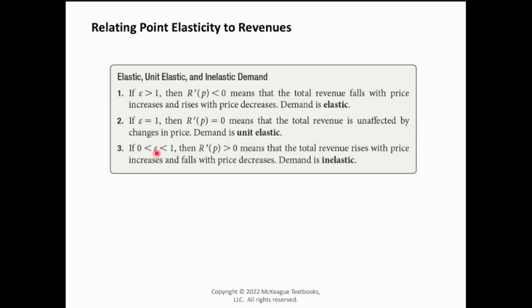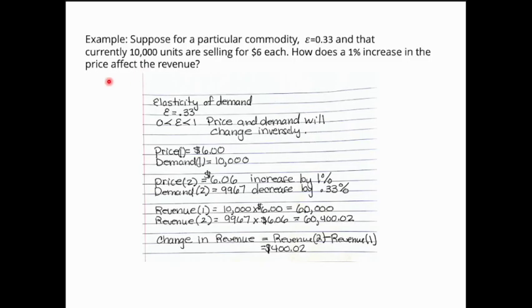And lastly, if the elasticity falls between 0 and 1 and the marginal revenue is greater than 0, then this means that the total revenue rises with the price increases and falls with the price decreases, meaning that they're going to change in the same direction. They're both going to increase or they're both going to decrease, and that's going to be inelastic.